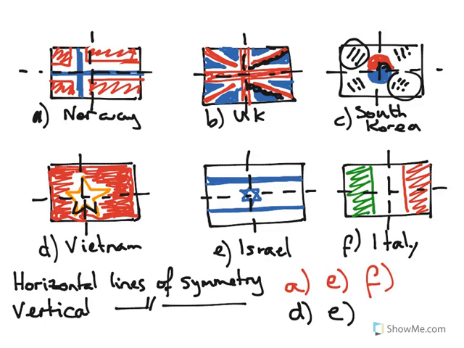Then it says, do we have one that has both vertical and horizontal line of symmetry? Well, we can just look at the answers here. There is only one flag that both has a vertical line of symmetry and a horizontal line of symmetry, and it is flag E, Israel. So flag E, Israel, has both vertical and horizontal lines of symmetry.